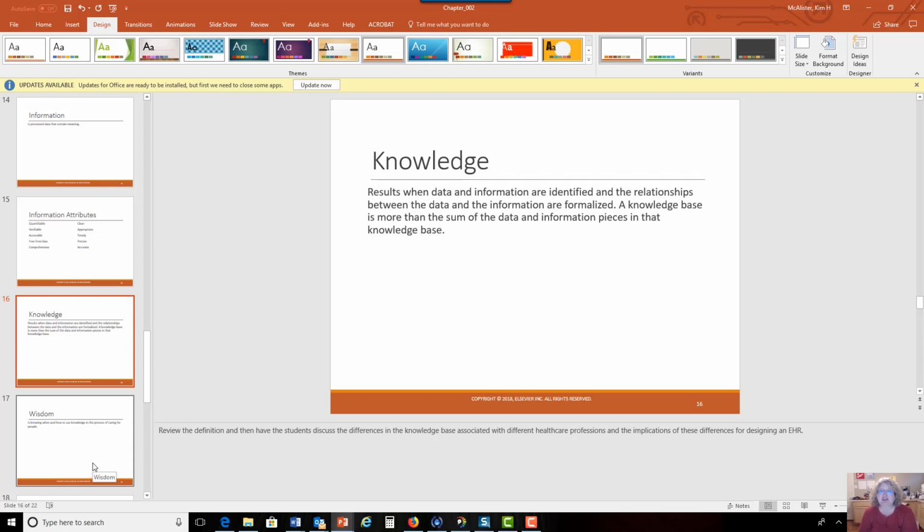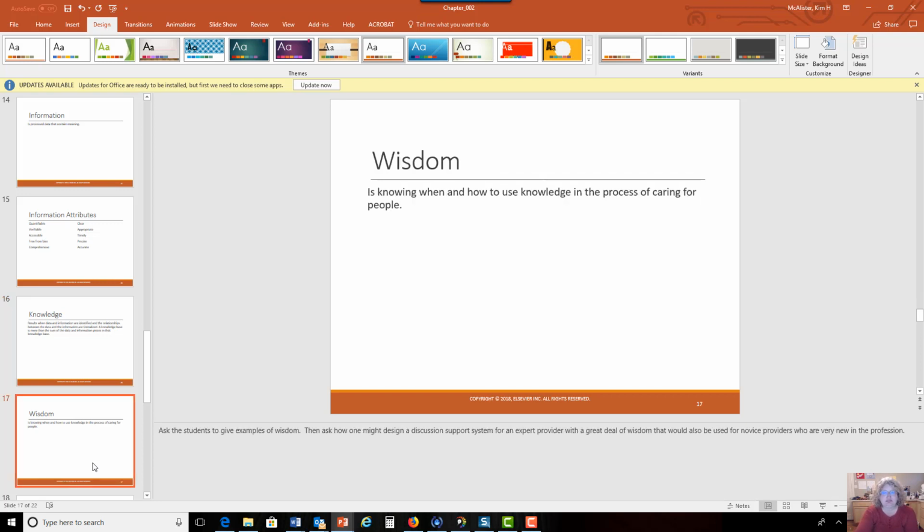Knowledge, in addition to the definition that's given here, think about how the differences in knowledge base among health professionals impact the design of your electronic health record. Think about the different levels of education and certification that the different healthcare workers in your organization have. Do they all need the same access to the electronic record? Do they only need a limited? Does limiting what they get impact their view of the patient or their ability to get care?